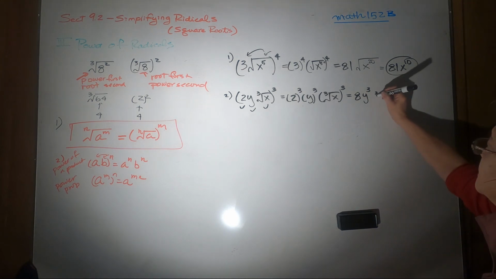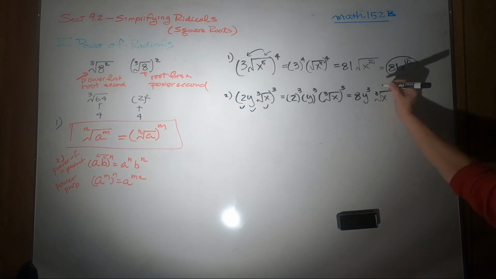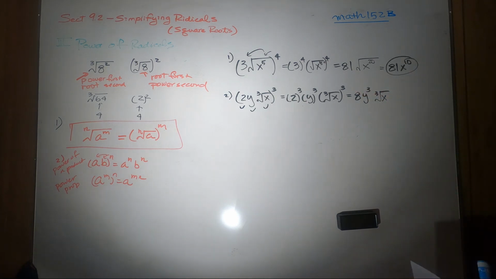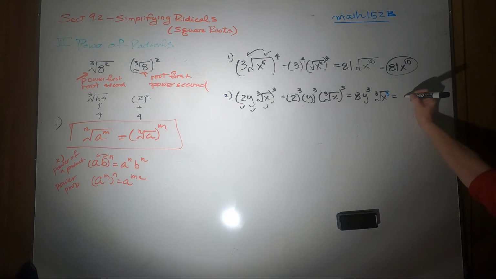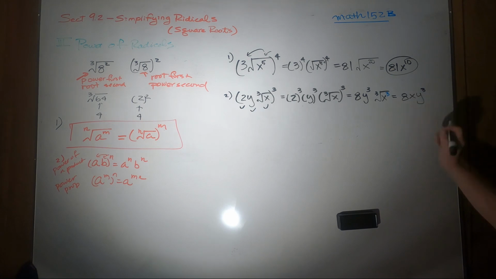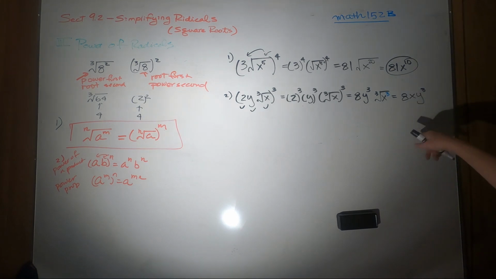Then for the cube root of x to the 3rd power, you can just move it inside. If you move it inside, you can see the cube root of x cubed. The root for the triplet is x, right? So you will write your answer as 8xy cubed. Usually we follow ABC alphabetical order. All right, that's how we simplify a power of radicals.